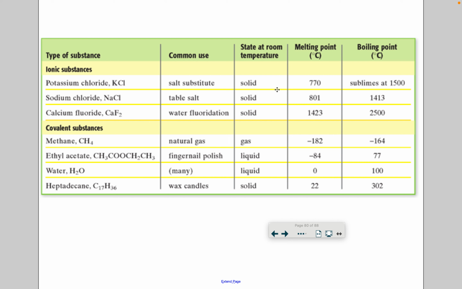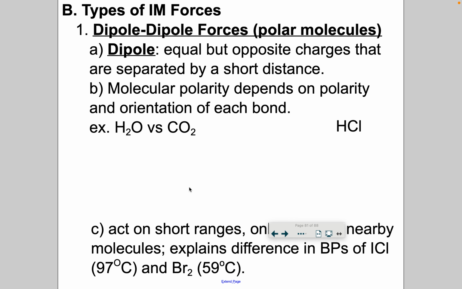Here's a table just showing melting points, and you can see that the ones that have high values, you can probably guess that they have strong intermolecular forces at work. Covalent substances, things that tend to be nonpolar, have low melting points and boiling points. Okay, so I'm going to go through four types.